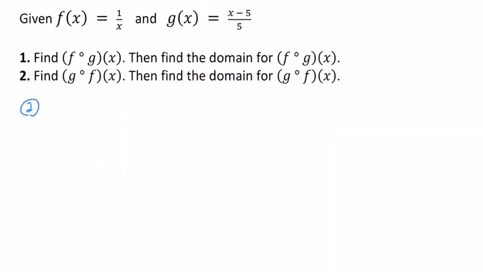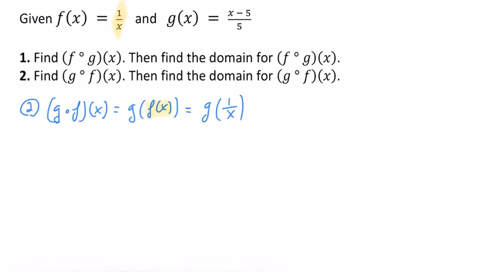Let's get number 2. We want (g∘f)(x). So g is the outside function and f is the inside function, so this is g(f(x)). Start with f(x), and f(x) is 1/x. So we have g of 1/x. This means that wherever we see the x in g, we put in 1/x. So this is (1/x - 5)/5.